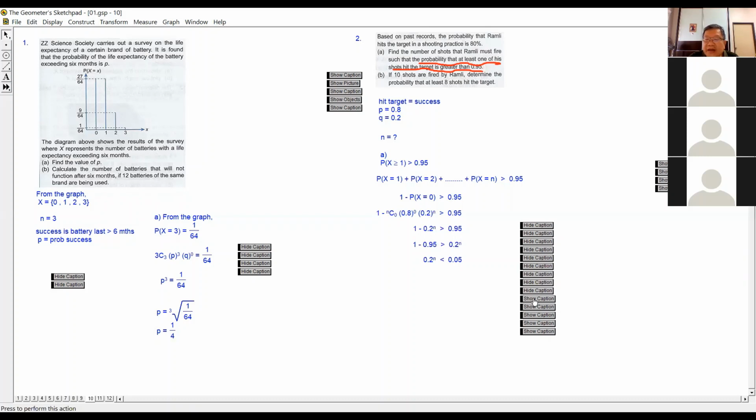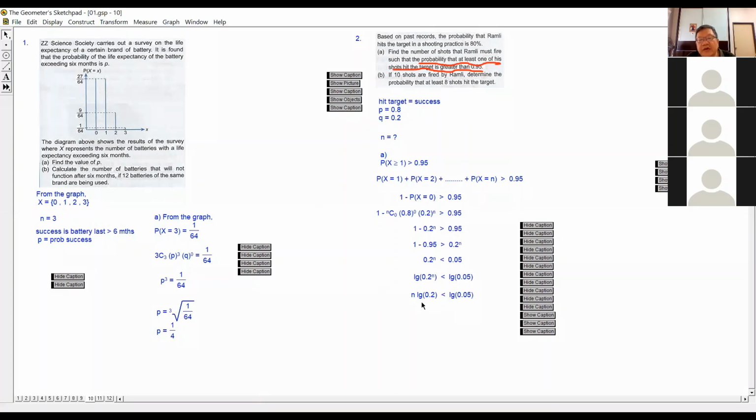So next step. In order to find the value of n, I have to take log. So I log both sides of the inequality. Now, I can always take out the n also, right? The law of logarithm says I can take out the n. So it becomes n log 0.2 less than log 0.05.